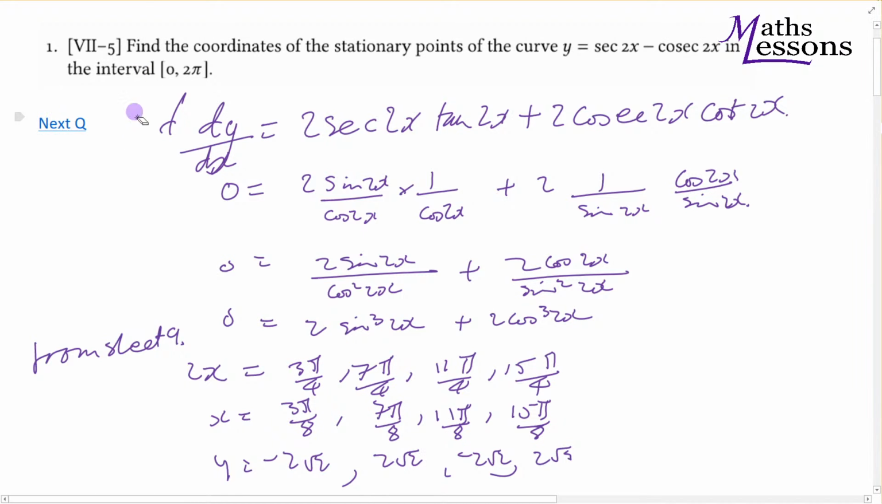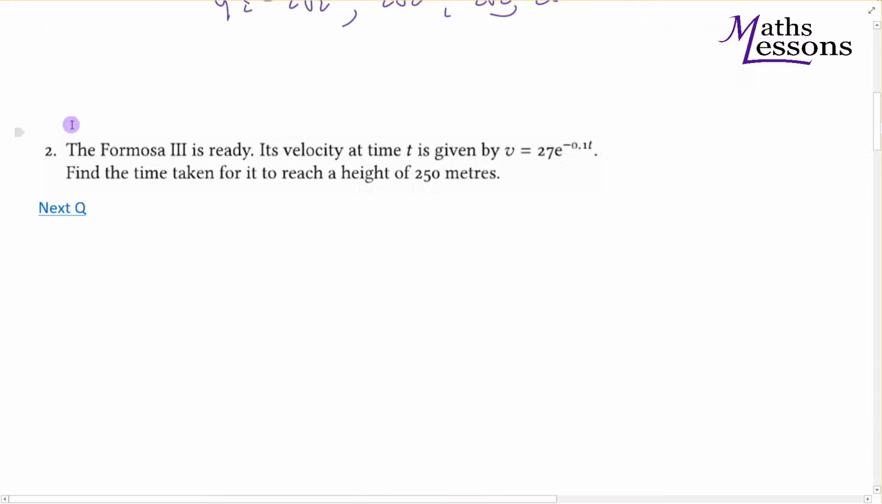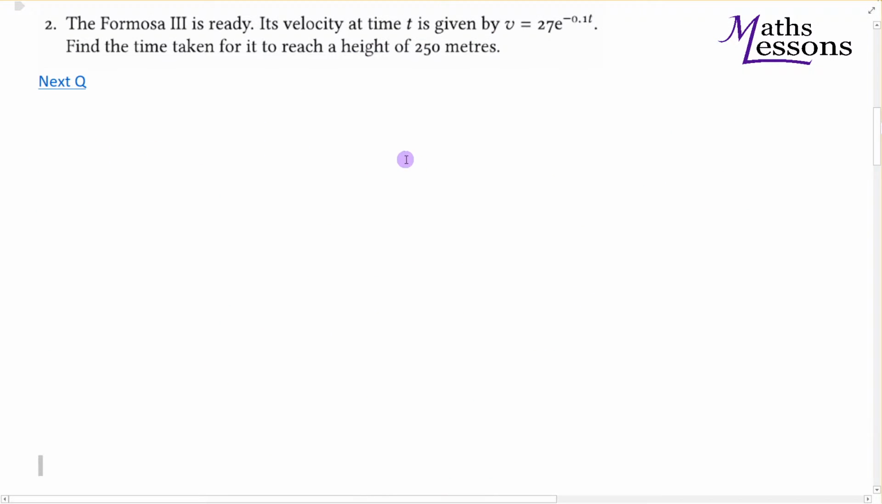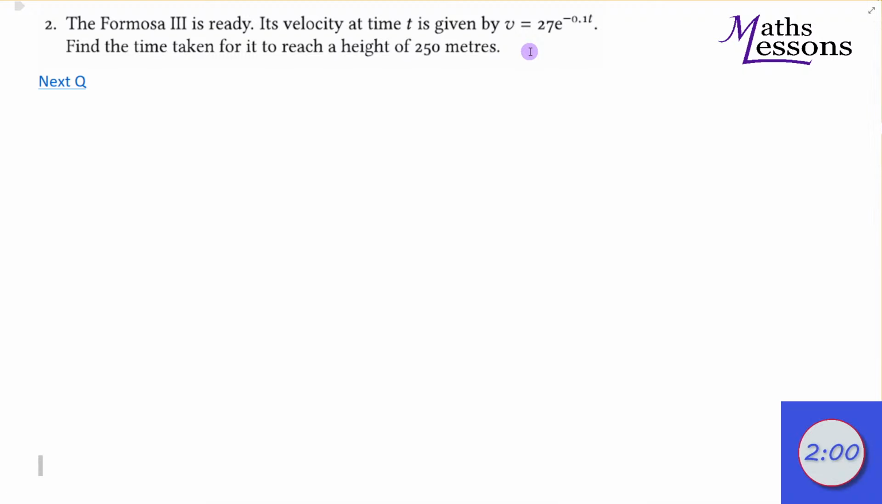Right, question 2 is on the familiar theme from our rocket. We've got the velocity at time t, v is equal to 27e to the minus 0.1t. Find the time taken for it to reach a height of 250 meters. I'm going to give you 2 minutes to do these. If you've been following this series, you should be getting good at these. Off you go.